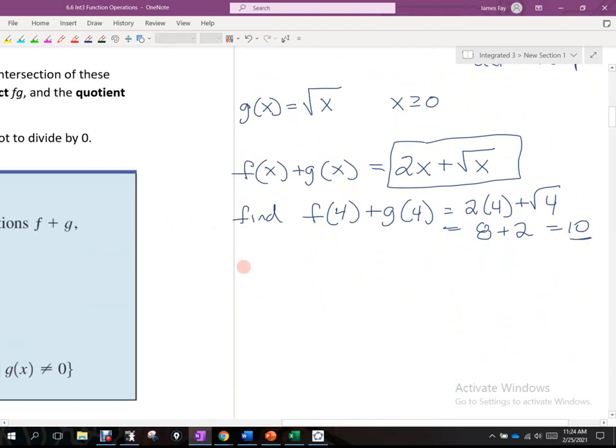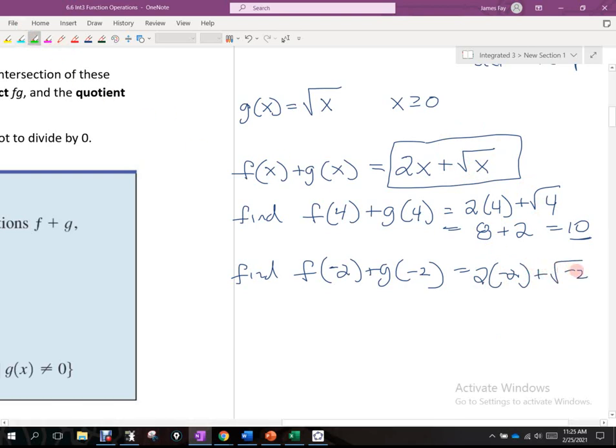But what if I ask this? Find f of negative 2 plus g of negative 2. You would now plug negative 2 in there, right? So I have 2 times negative 2. And you plug negative 2 in here.